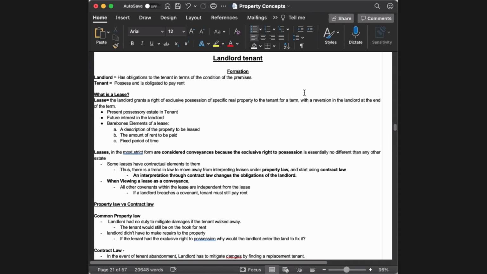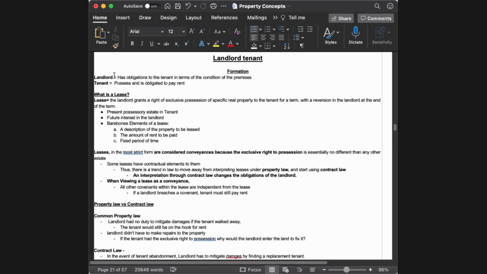The idea that you need to start off with, with regards to landlord tenant, is you have to think about it in two parts. The first part is, how do we form a landlord tenant relationship, and then the second part is, what are the rights and obligations of each party. That is essentially how you can break down landlord tenant. Easy enough to start.